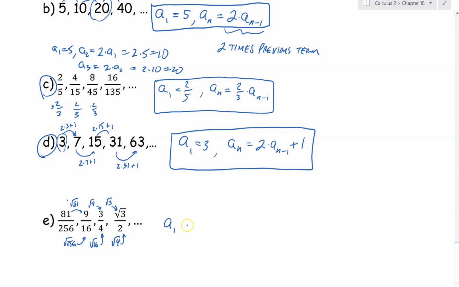So we start off with A1 equals 81/256. To get the nth term, all we're doing is we're taking the square root of the term that came before it.